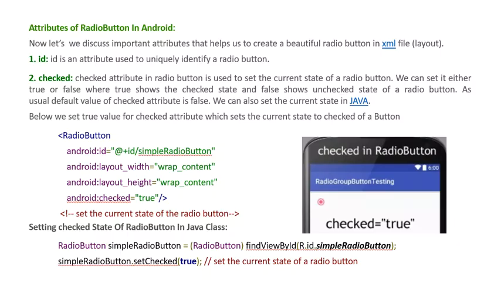And below is an example of the explanation in which we set center gravity for the text of the radio button. Check the example: RadioButton, android:id equals the ID, android:layout_width equals fill_parent, android:layout_height equals wrap_content, android:checked equals true, if the radio button is checked is true, and android:text equals IM buttons, the text is IM buttons, and android:gravity equals center, so the text is shown in the center.